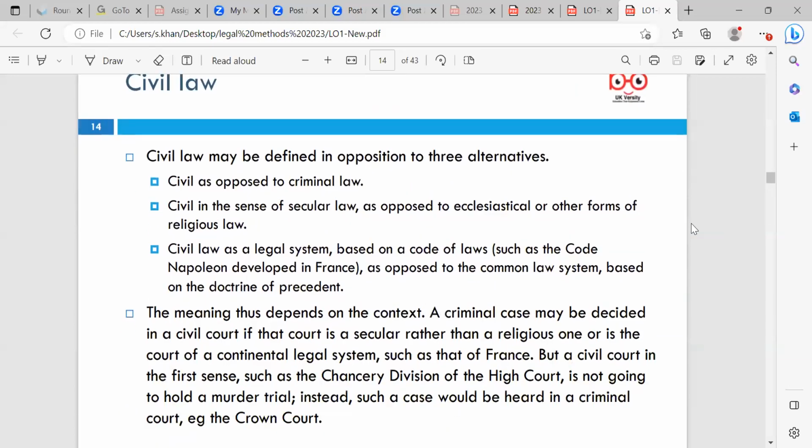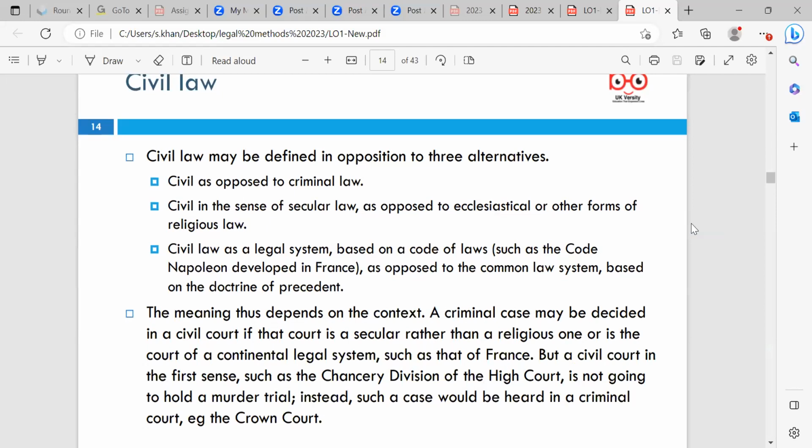Okay. Then we've got the civil law. Civil law may be defined in opposition to three alternatives. Civil as opposed to criminal, civil in the sense of secular law as opposed to ecclesiastical, I can never say that, or other forms of religious law.